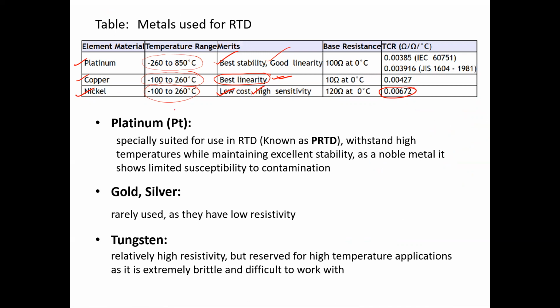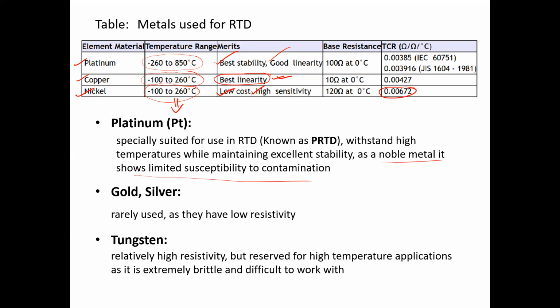However, their application is limited because of the limited range of temperature, whereas platinum is widely used because of its wide range of linearity. Another advantage of platinum is that, as a noble metal, it shows very limited susceptibility to contamination. So it maintains its pure quality for a long duration.